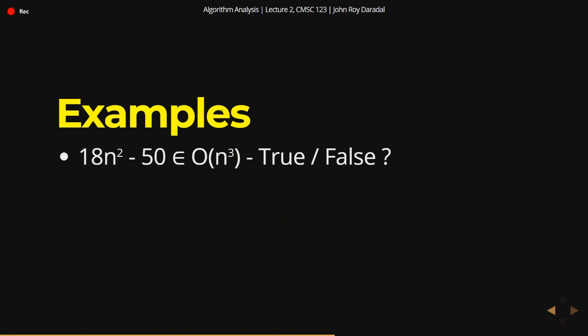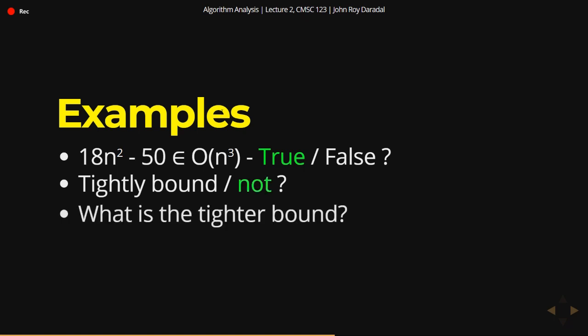How about this one? 18n squared minus 50. Is it in O of n cubed? Well, yes, because n cubed is a bigger function than n squared. Is it tightly bound or not? It's not. If it's not tightly bound, what is the tighter bound? The tighter bound is O of n squared. So hopefully that's clear.